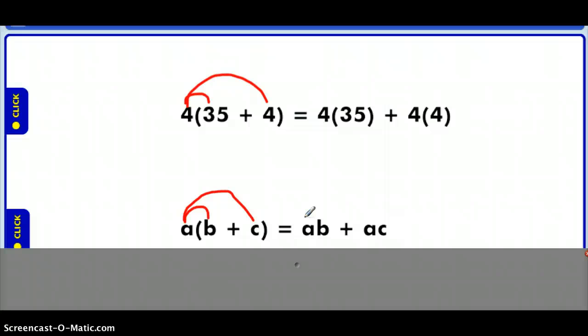And again, it's something we'll need to know, that when you have something outside parentheses, you're going to have to multiply whatever's outside by both terms. Okay, and it's especially helpful. In this case, you could easily add 35 and 4 and get 39, but sometimes you won't have things that you can combine together in here, and then the distributive property will be very, very beneficial then.